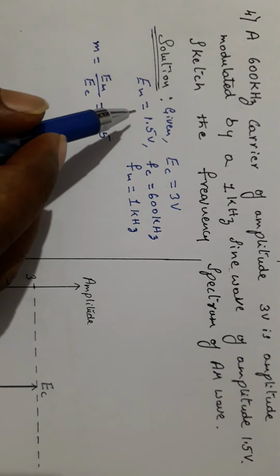And also the amplitude of the sideband components is, you know, ELSB equals EUSB equals MEC by 2. That equals 0.5 into 3 divided by 2, that equals 0.75 volts.